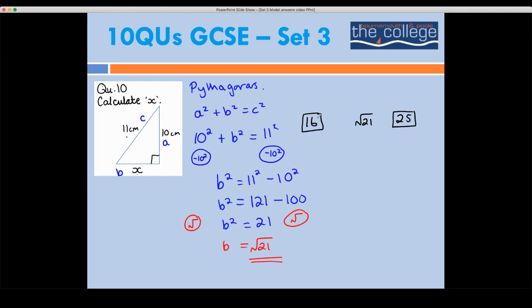Okay, so if this is 4 squared and this is 5 squared, then 21 must be 4 point something squared. So a good approximation would be 4.5, 4.4 or 4.6, any of those, anywhere along that scale. 4.5 squared is the approximate answer. But we are okay with it left as a square root because it's a non-calculator. Okay, so that is your final answer for that question.